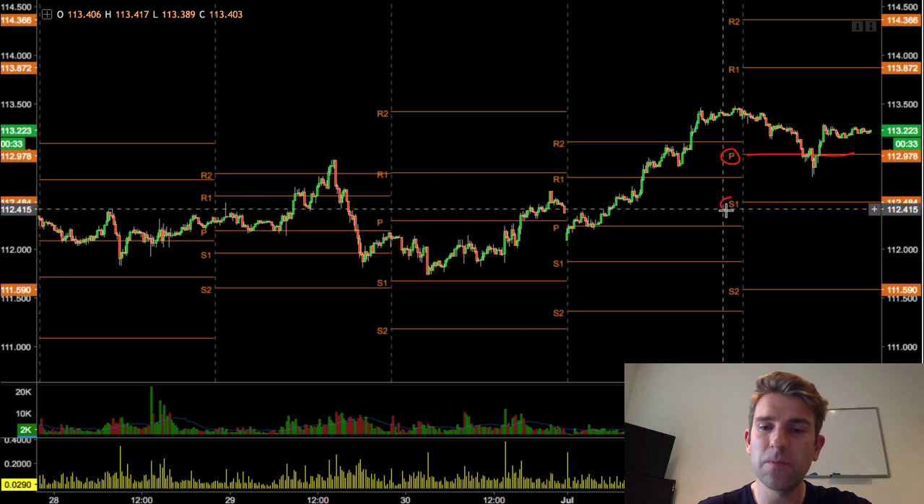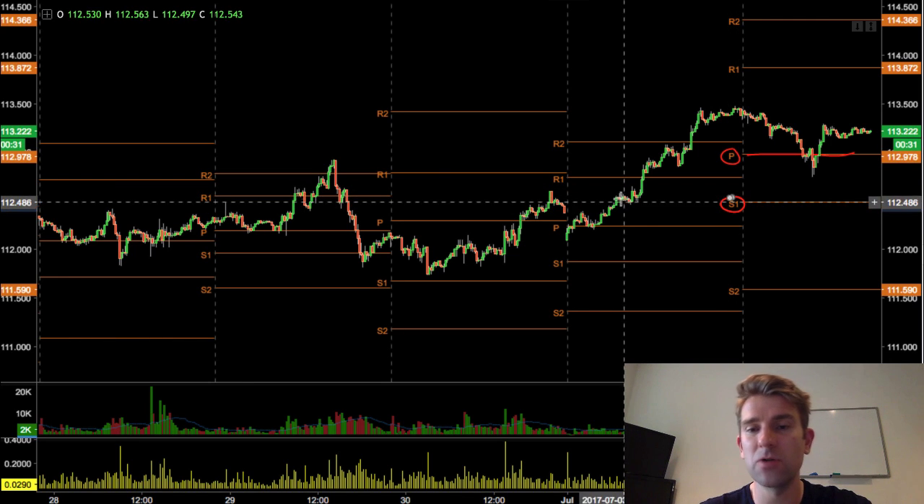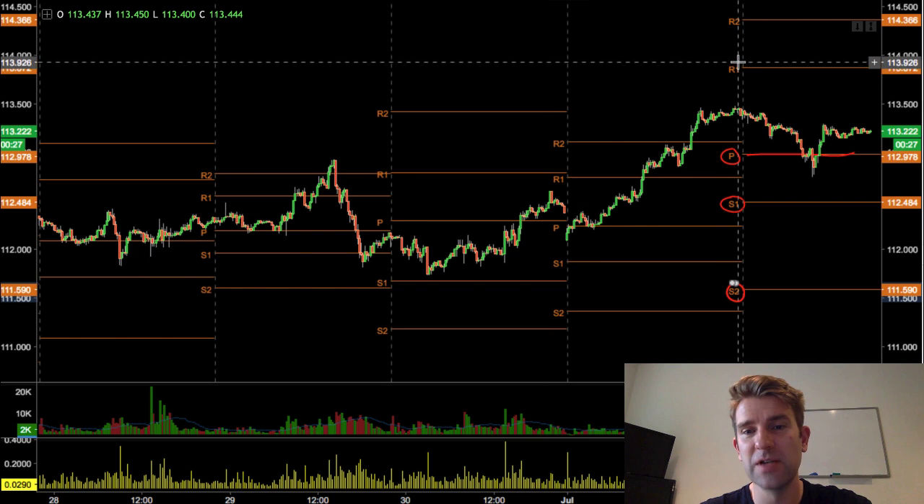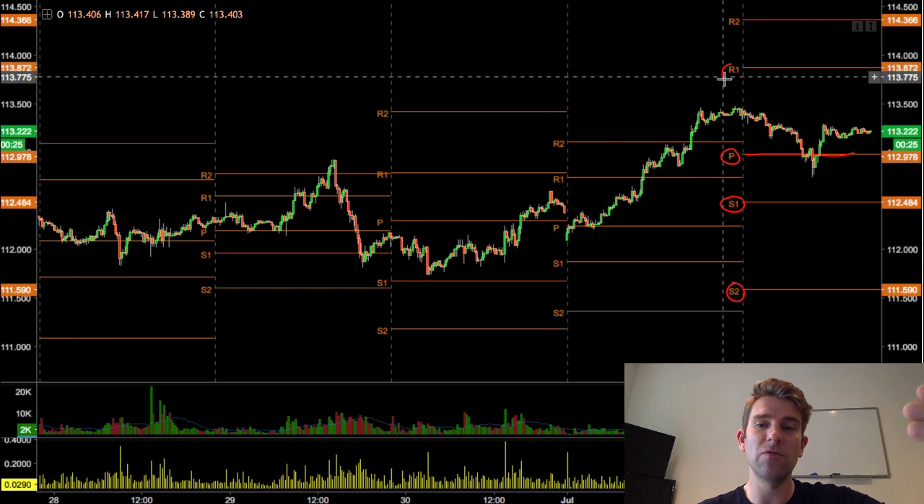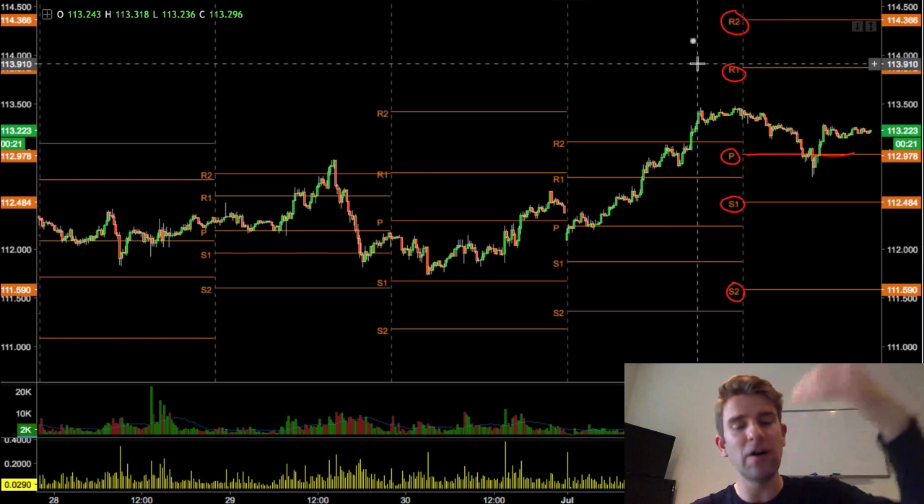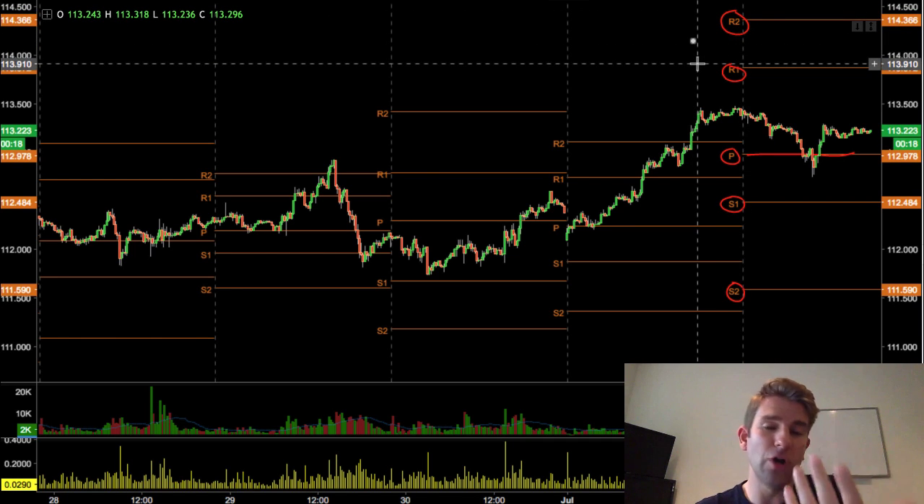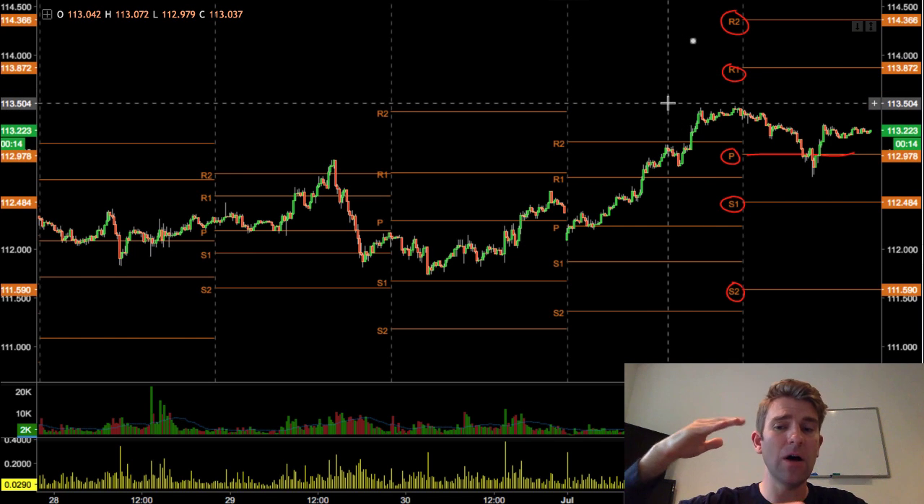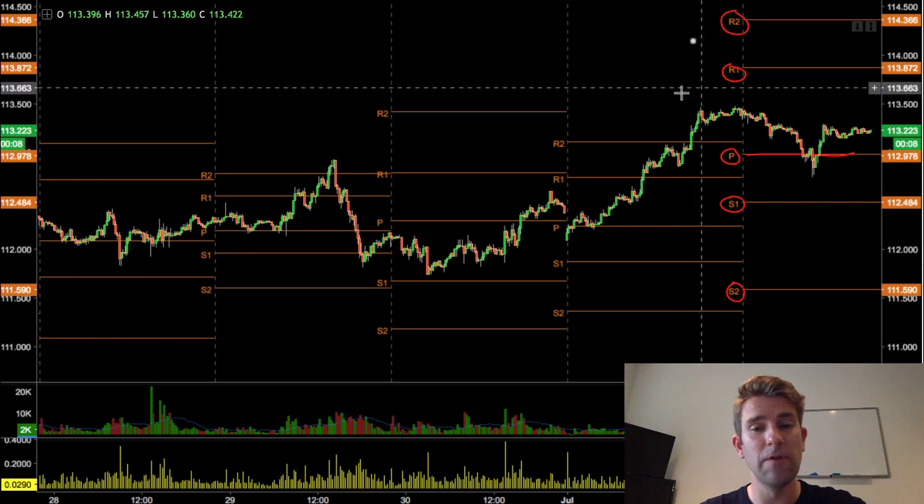Then you've got support 1, or S1 as it's marked on charts, then S2, or support 2. Vice versa to the upside, you've got resistance 1 and resistance 2. You also have resistance 3, 4, 5 or support 3, 4, 5, and you can go on, but generally speaking, S1, S2, R1 and R2 will keep price contained the majority of the time.